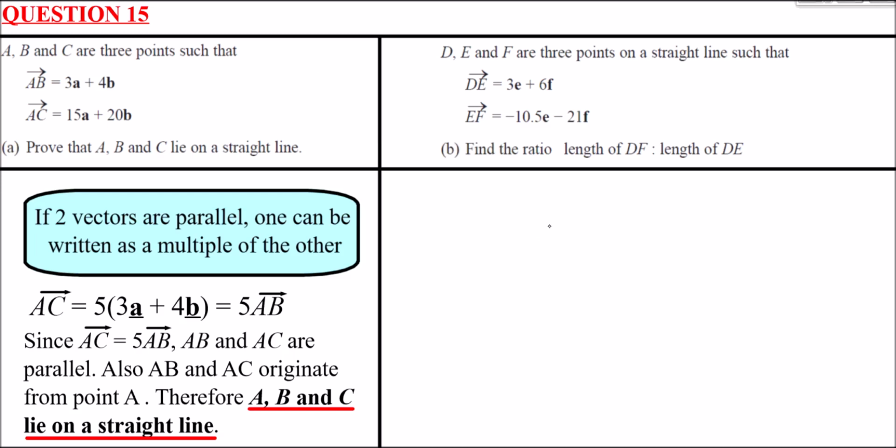Part B. D, E and F are 3 points on a straight line. From D to E is 3 lots of e plus 6f. From E to F is minus 10.5e minus 21f.